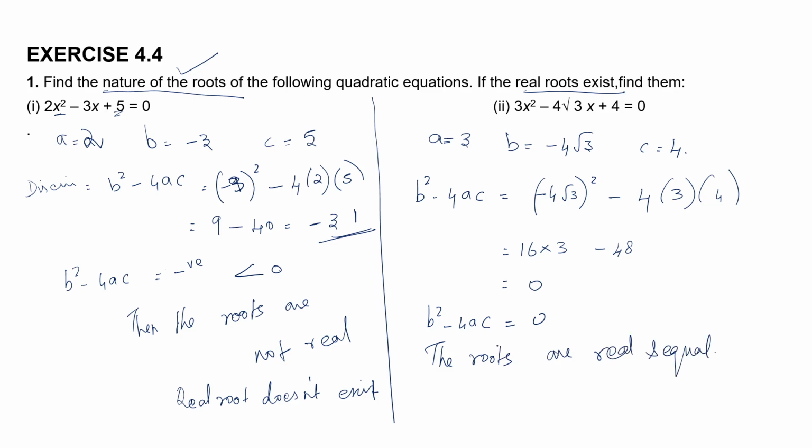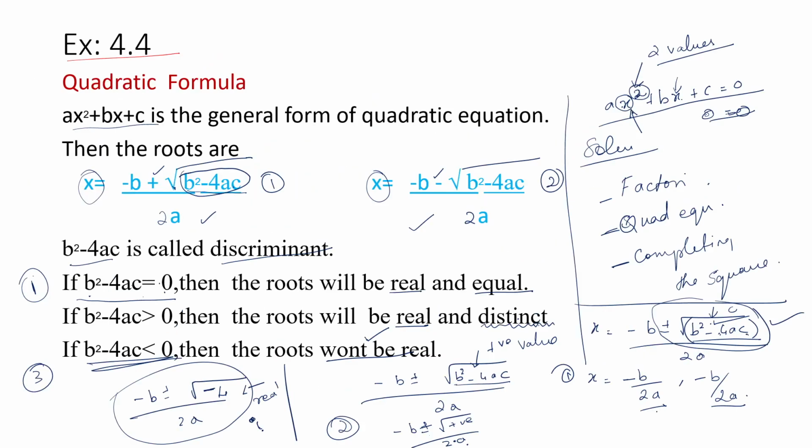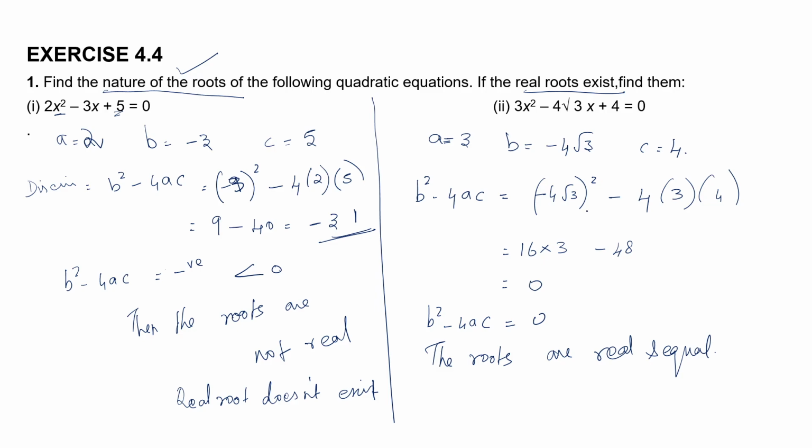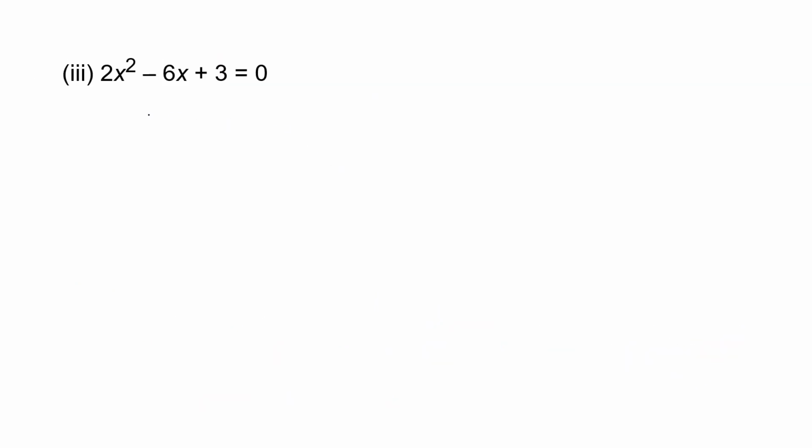No need to learn these three criteria by heart. You yourself can understand. If this root vanishes, what will be left out? Only this will be left out. If the second term becomes 0, then only the first will be left out. That means this is one value and this is the second value. This is real and equal also. So that's all. You don't have to memorize it. Okay, so the third one, same pattern.